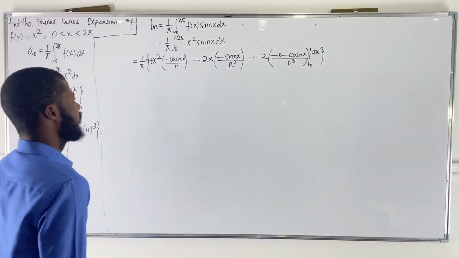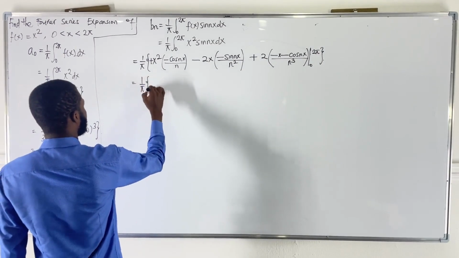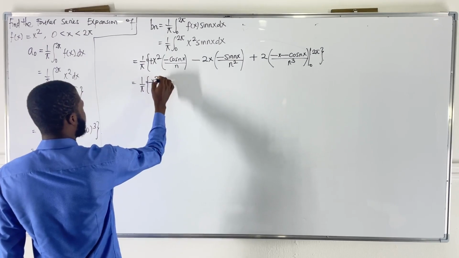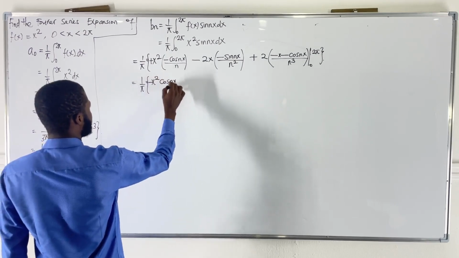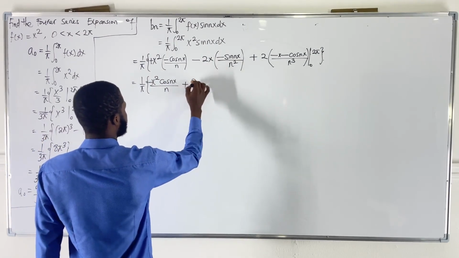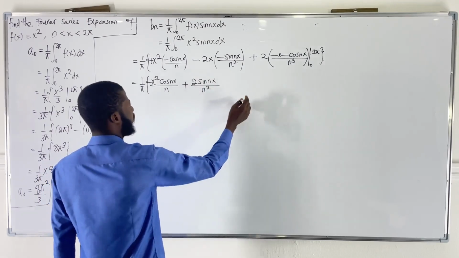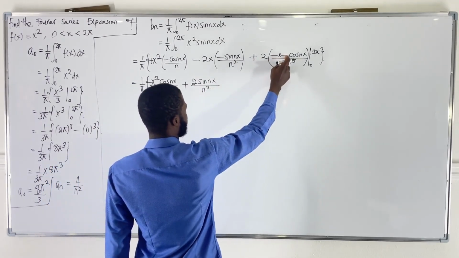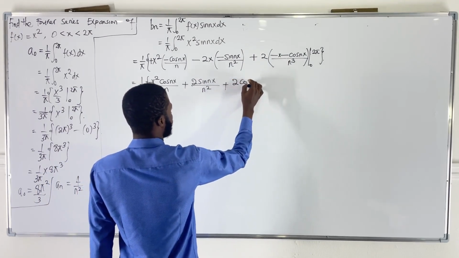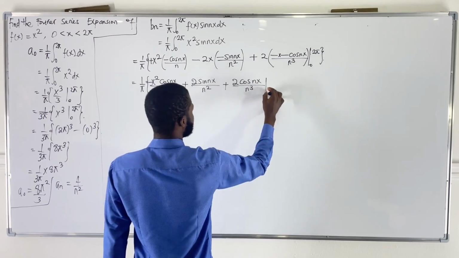All right, let's simplify this up. So this is 1 over pi. Then we have plus times minus here, which will give us minus. So that's minus x squared cos nx divided by n. Minus times minus is plus 2 sine nx divided by n squared. Minus times minus is plus, plus times plus again is plus. So this is 2 cos nx divided by n cubed, from 0 to 2 pi.